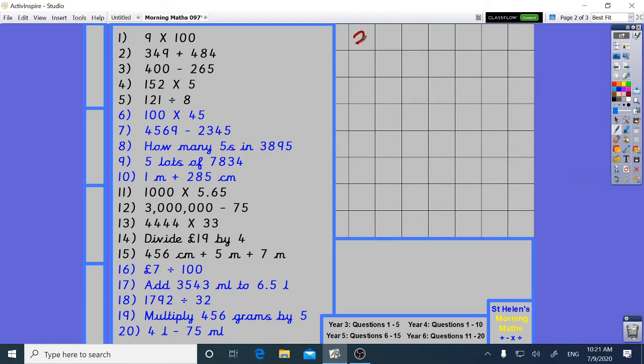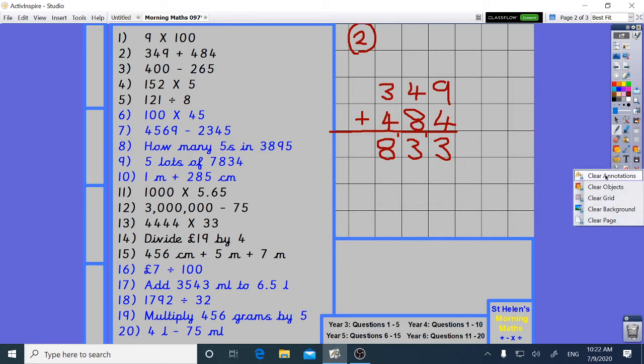This is 349 plus 484. So pause if you need time to copy down the question. We first of all do 9 plus 4, 13. 4 plus 8 is 12, plus 1, 13. 3 plus 4 is 7, plus 1 is 8, 833. Because plus makes things bigger, doesn't it? 833. And we're on question 3.